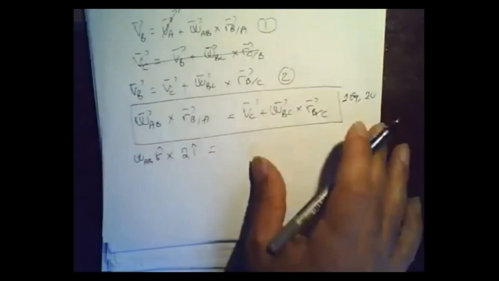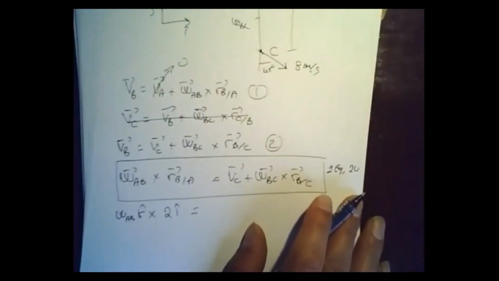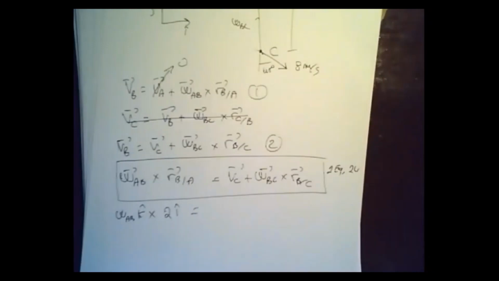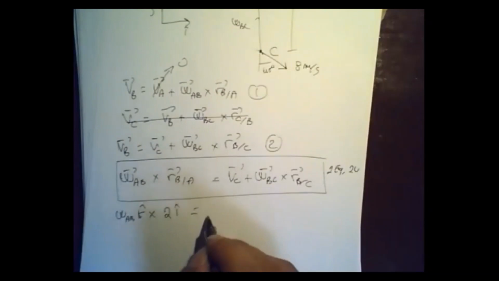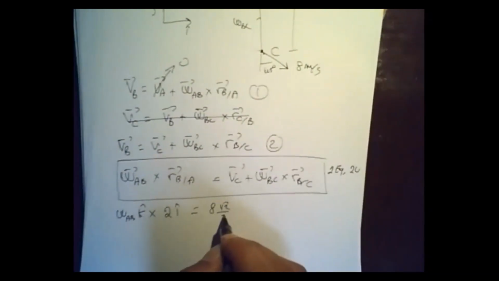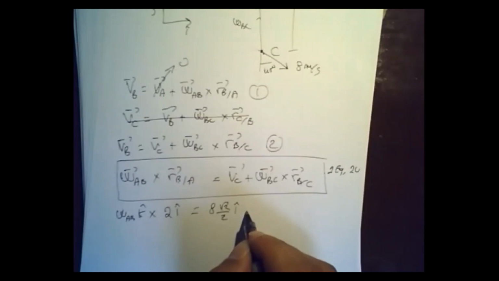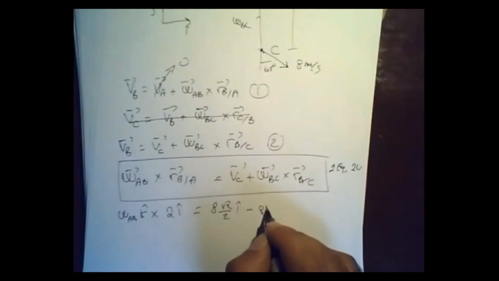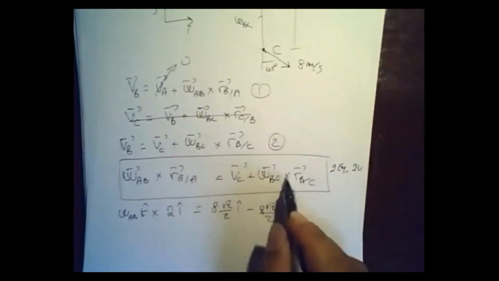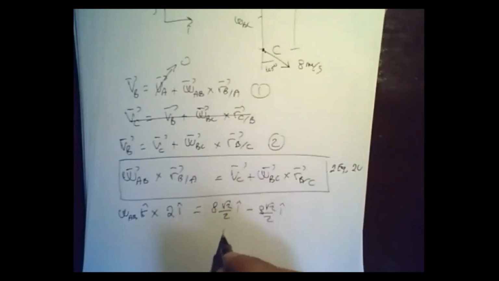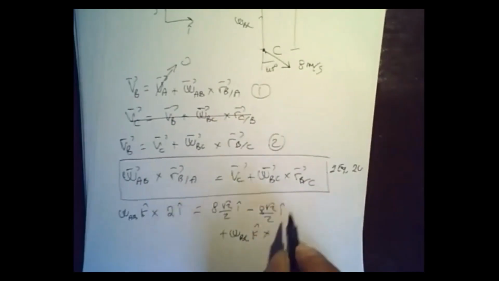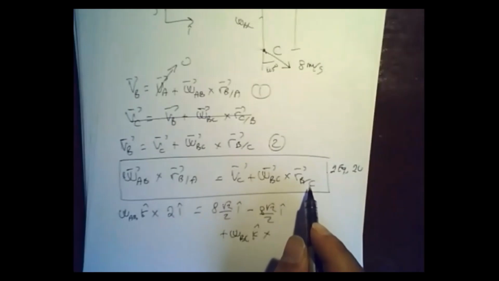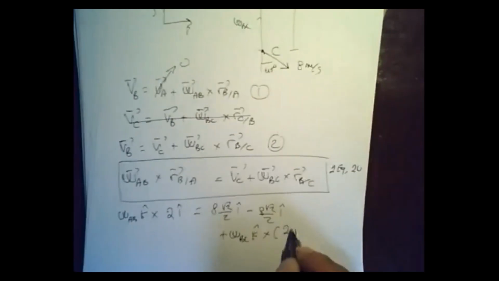How about VC? Can someone tell me what VC is? It's 8 cosine 45, so in the I direction, 8 square root of 2 over 2 I, and in the J direction, minus. Plus omega BC cross that. We don't know omega BC, so I'm just going to keep it like that. Omega BC K cross, what is RB as viewed from C? 2J.